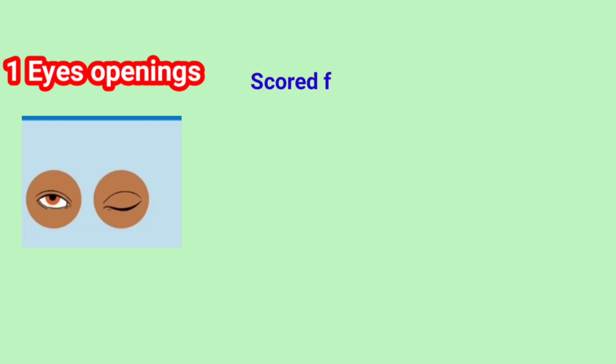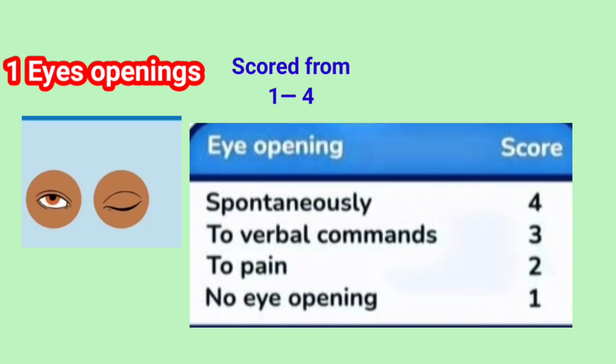First, let's look at eye-opening, which has a score from 1 to 4. A score of 4 means the patient opens their eyes spontaneously. If they respond to verbal commands, they have a score of 3. If their eyes open only in response to pain, the score will be 2. And a score of 1 indicates no eye opening at all.